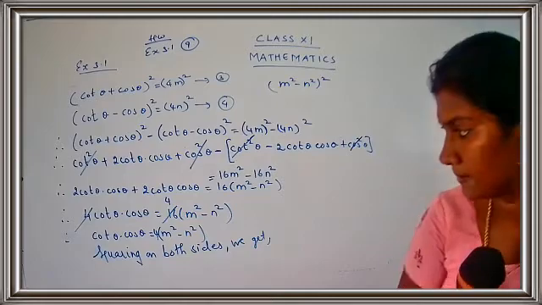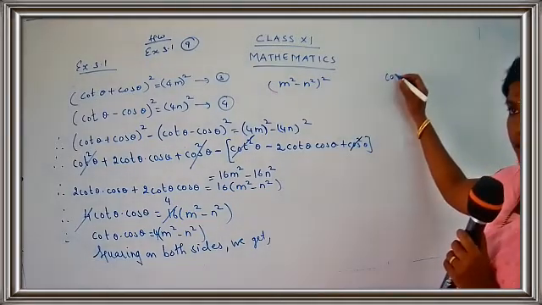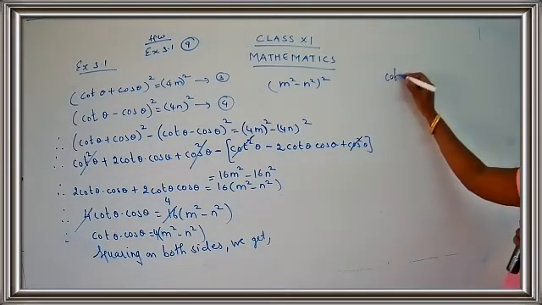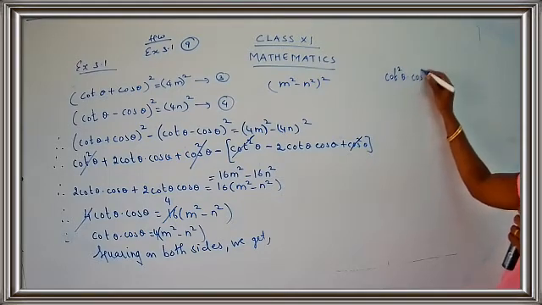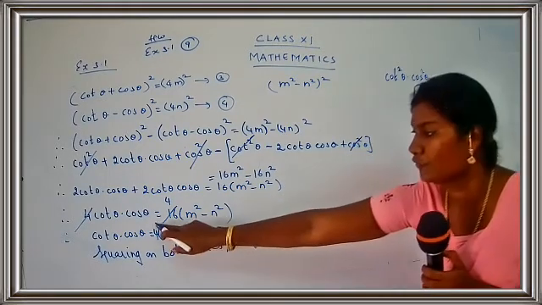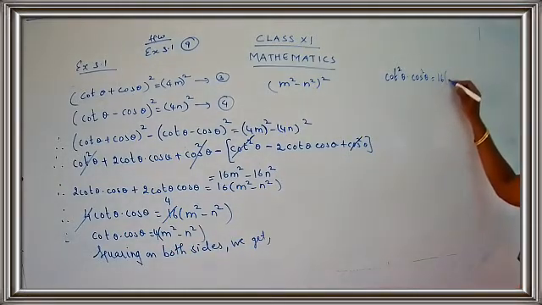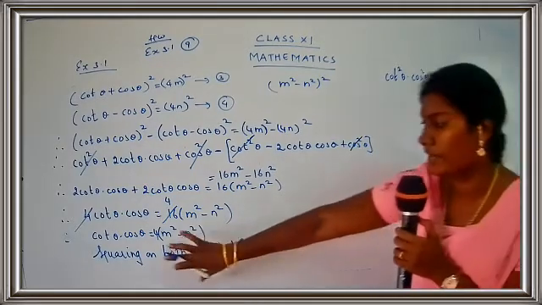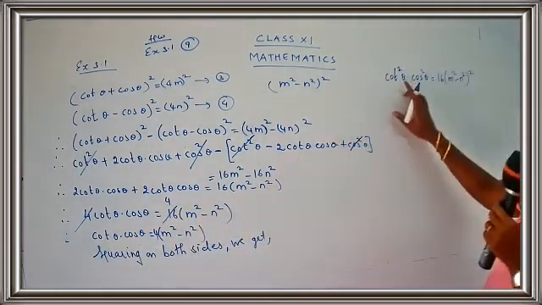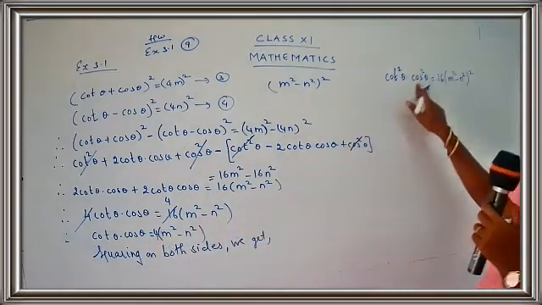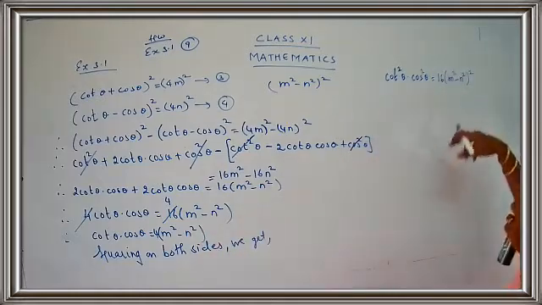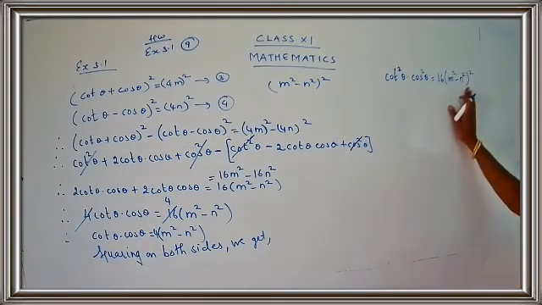So let's square. You square all the terms. So when you square on both sides, you get cot square theta, cos square theta, 4 square. What is 4 square? 16 (m square minus n square) the whole square. Are you clear with the step? See here, I'm just squaring all the terms. So cot theta squared gives you cot square theta. Cos theta square gives you cos square theta. 4 square gives you 16. M square minus n square gives you (m square minus n square) the whole square. Clear?